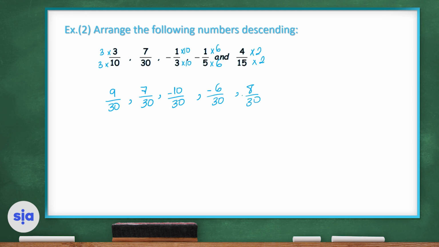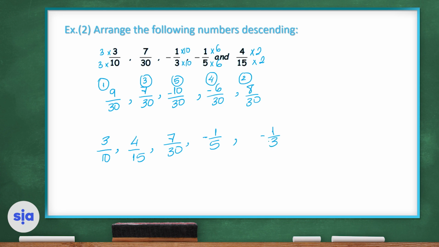And descending order means from bigger to smaller. So the biggest is 9 over 30. This is number 1. And then this is number 2. This is number 3. This is number 4. And this is number 5. But take care when you arrange the original numbers in the question. So this is the first one. It's 3 over 10. And then this is the second one, which is 4 over 15. After this, it's 7 over 30. After that, it's negative 1 over 5. Last one is negative 1 over 3.